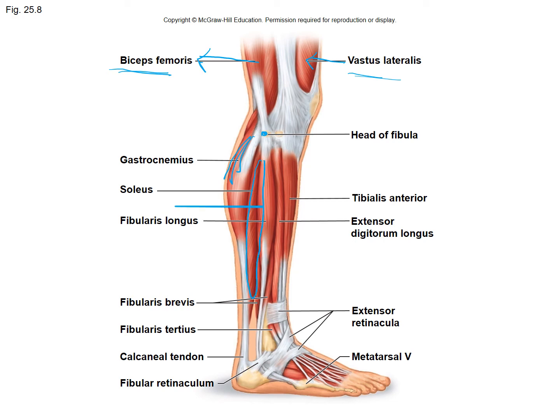Okay, and the fibularis longus is right here. Extensor digitorum longus, muscle that extends your digits. And fibularis brevis, the short one. Fibularis tertius, the smallest one. And you have the calcaneal tendon here.